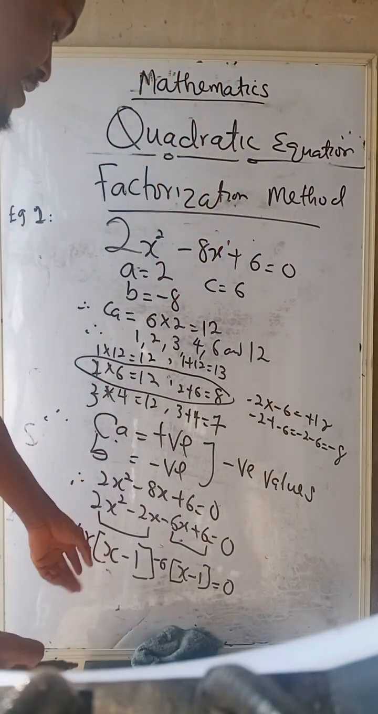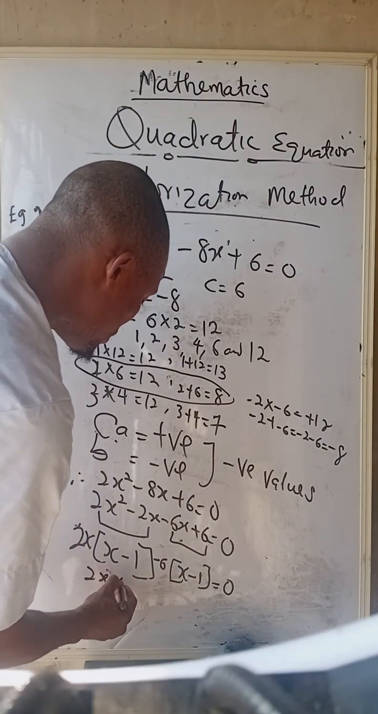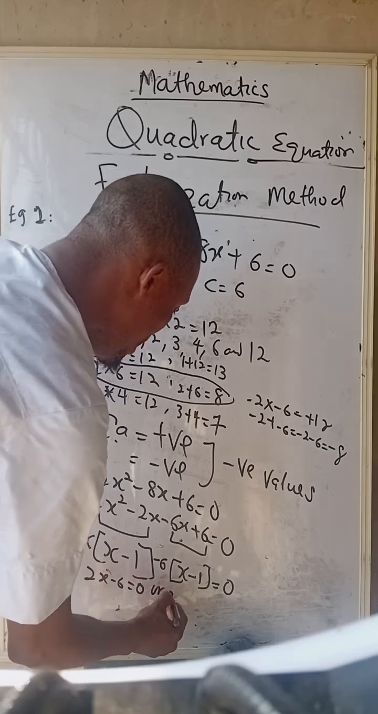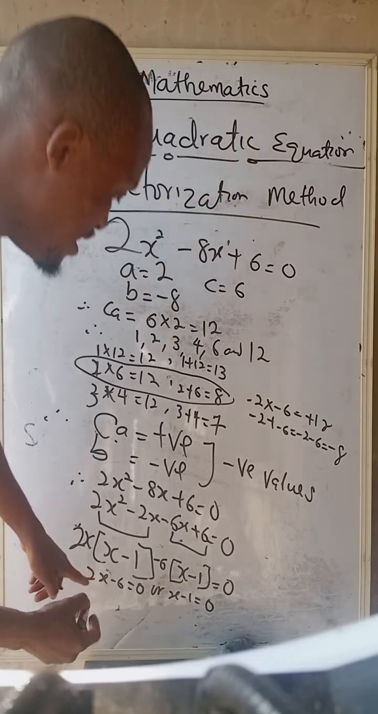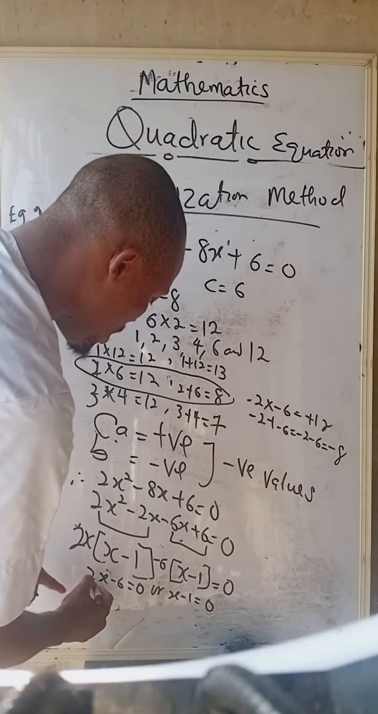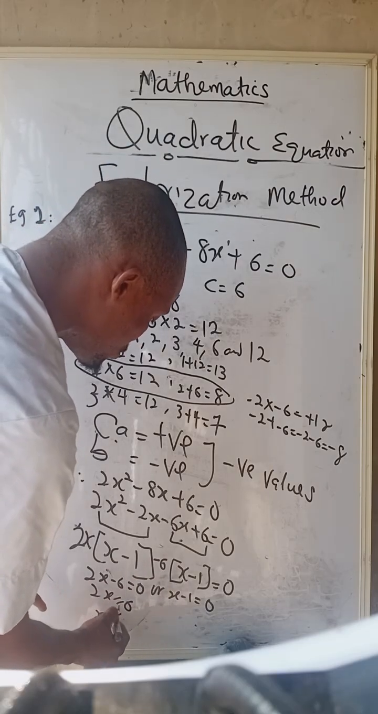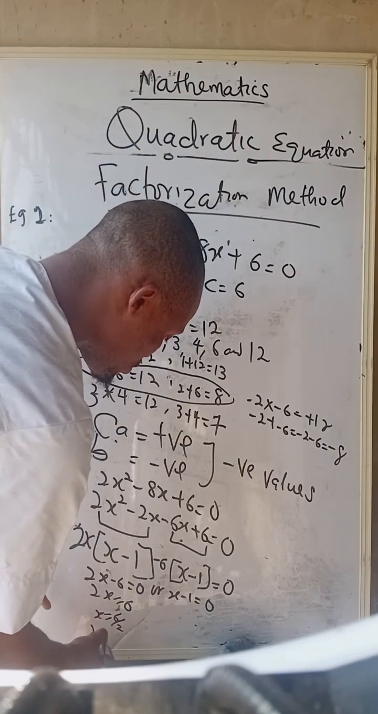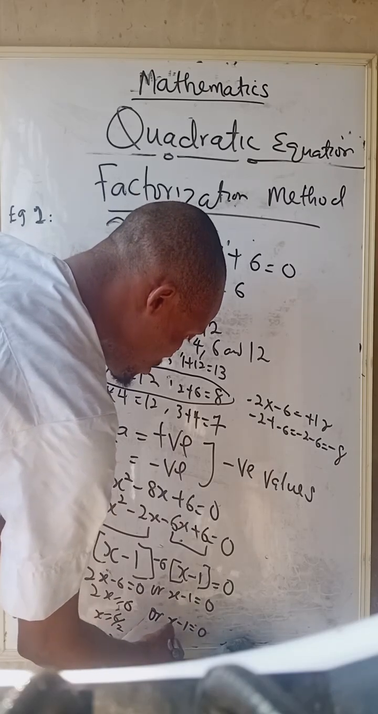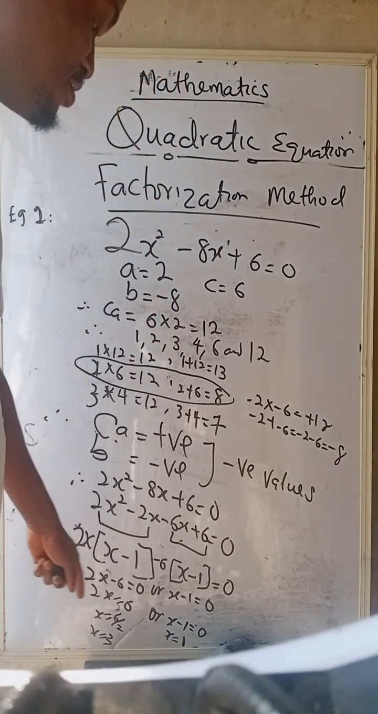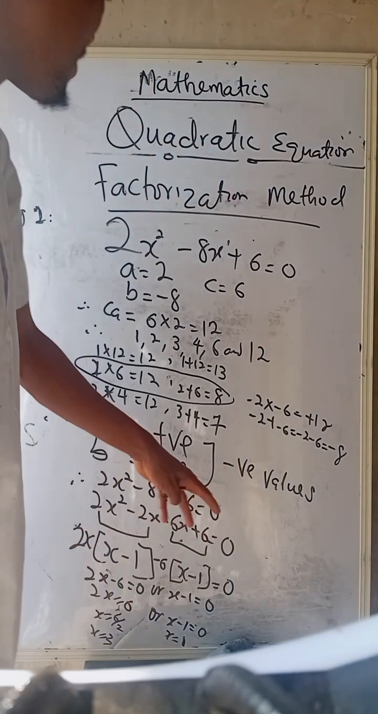In our first example, I said anytime you have something like this, you are going to pick the first two. 2x minus 6 equals 0, or x minus 1 equals 0. Then from this place, you are going to have 2x equals 6. Just take this one to the other side. You now have x equals 6 over 2. x equals 3. Or x minus 1 equals 0, x equals 1. You are having two positive values there as our final answer.